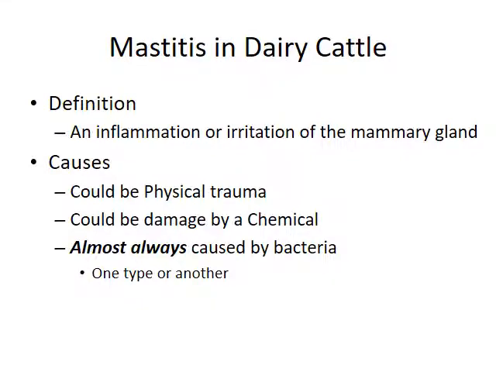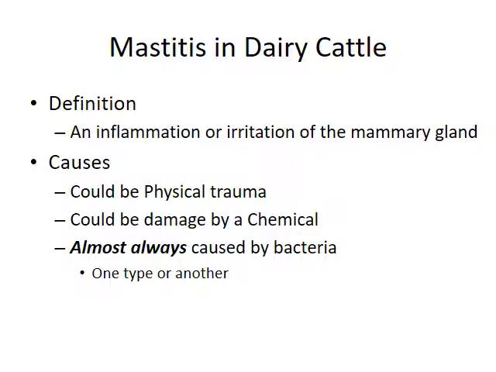So, mastitis in dairy cattle. We're looking at a definition. It's an inflammation or irritation of the mammary gland. Causes could be physical trauma, or some sort of damage by a chemical in some way, shape, or form, but more often than not, it's almost always caused by bacteria.